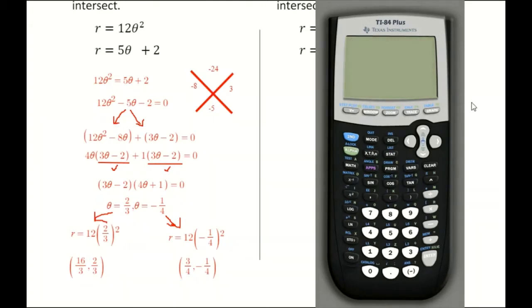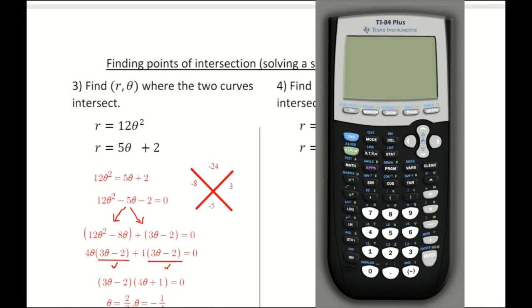Okay, so let's box our answer here. We got our 2 solutions. These are 2 coordinates that are going to satisfy both of these polar equations. Let's try to solve the second one here, number 4.